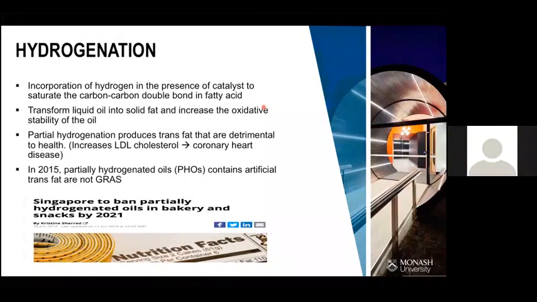But the disadvantage of hydrogenation is that if it is conducted incompletely, it will produce trans fat that is detrimental to our health. And in 2015, the World Health Organization actually did not recognize partially hydrogenated oil as GRAS. So now a lot of industries are trying to replace the partially hydrogenated oil used in their food products with other types of trans fat-free oil. Singapore also started to ban partially hydrogenated oil in bakery and snacks by 2021.